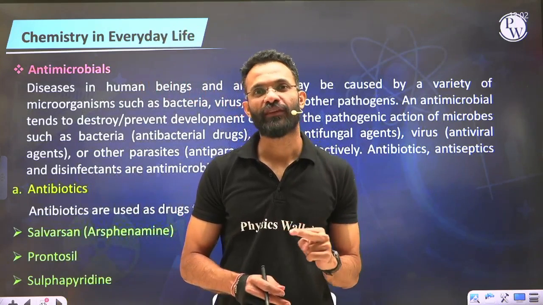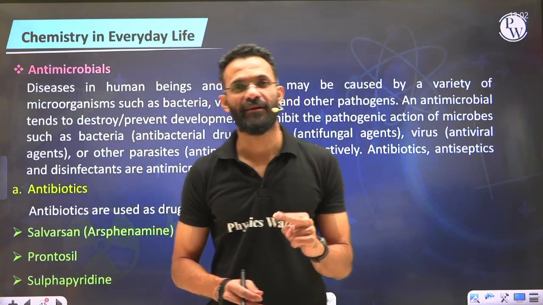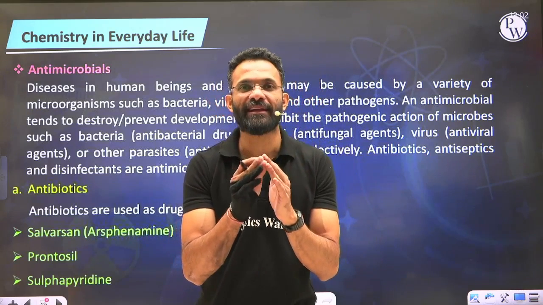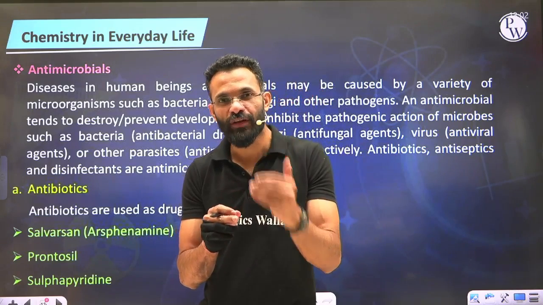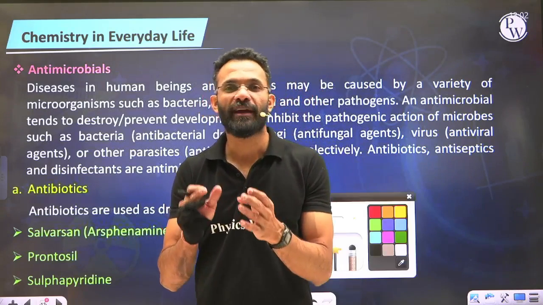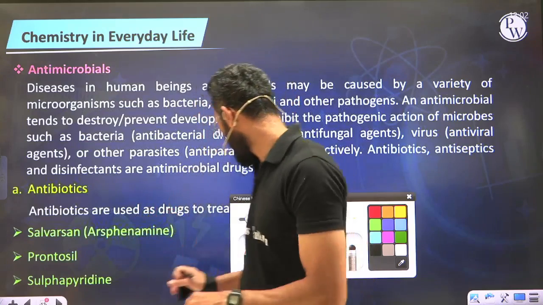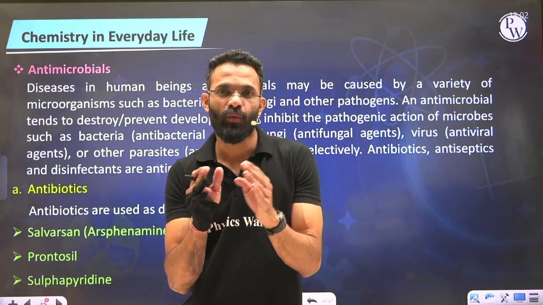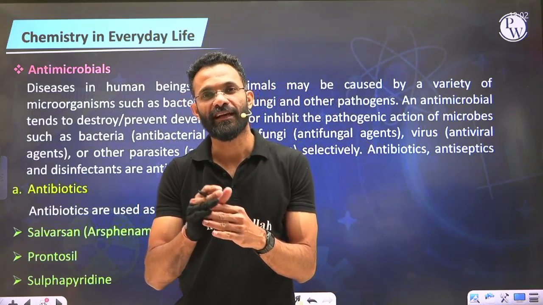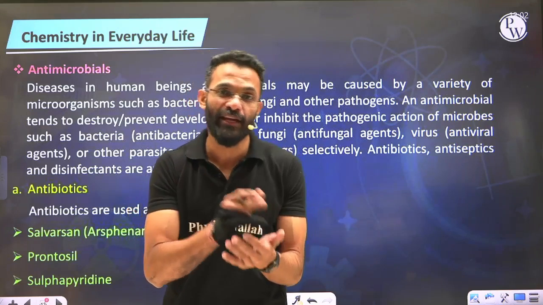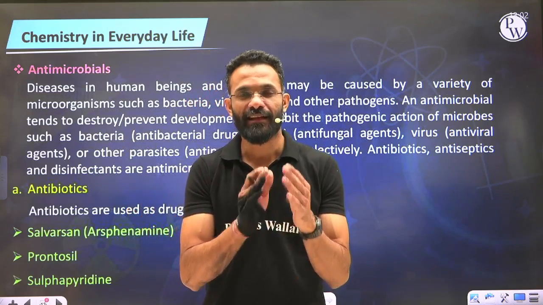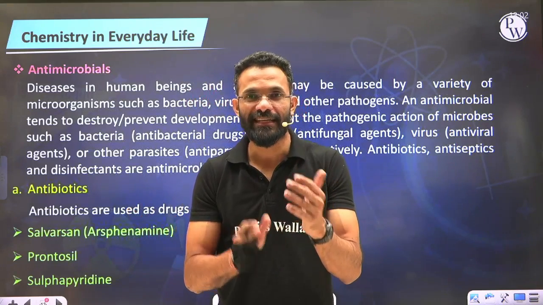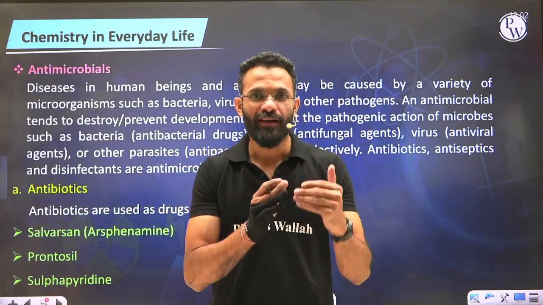Then the second classification of antibiotics is based on which particular type of bacteria that particular medicine can treat. So we classify them as broad spectrum antibiotics and narrow spectrum antibiotics. Broad spectrum antibiotics are the ones which are used to treat gram positive as well as gram negative bacteria, and the narrow spectrum antibiotics are the ones which are used to treat either gram positive or gram negative bacteria.